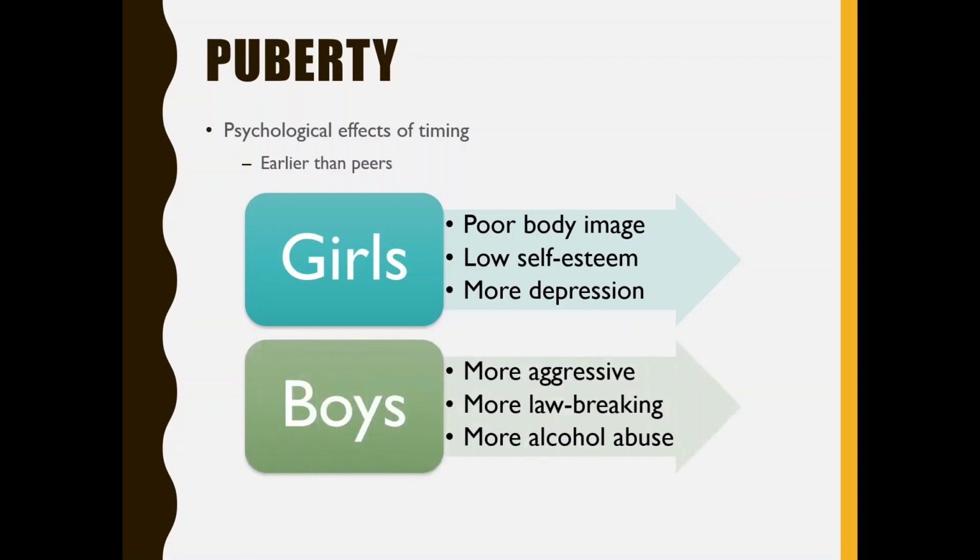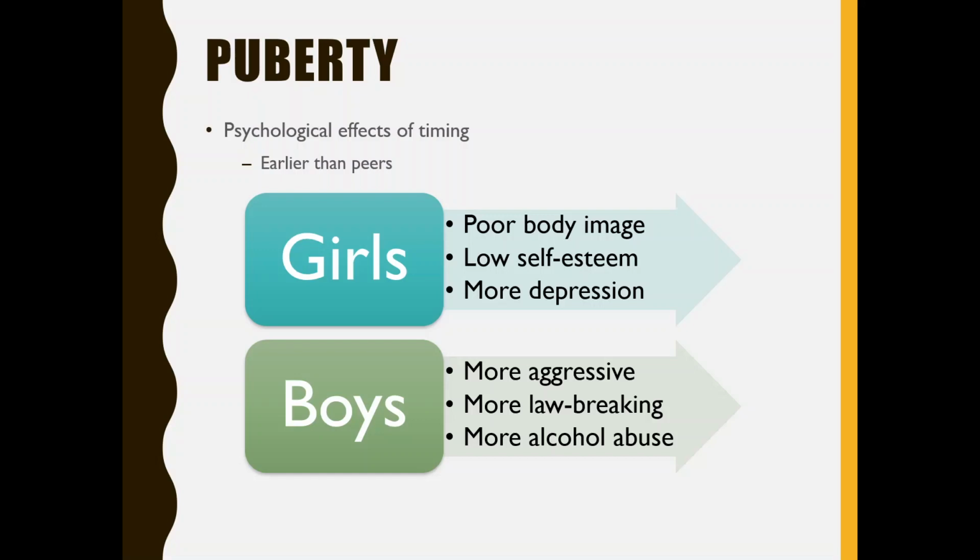For boys, on average, we see that earlier developing boys tend to act out in ways that are usually not desirable. So they may be more aggressive. They may engage in more law breaking. They may start using alcohol early, things like that. Now, 50 years ago, being an early maturing boy was actually considered an advantage, and boys who matured ahead of their peers were looked up to by their peers, and oftentimes were treated with more status by the adults, and so they had better outcomes. They tended to be leaders among their peers and things like that.